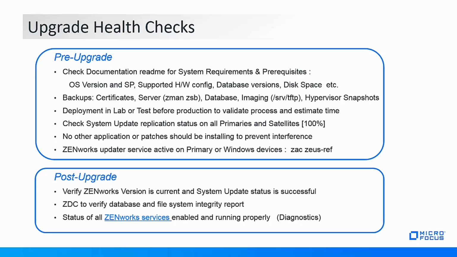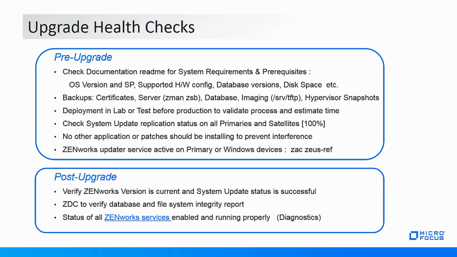No other application or patches should be installing when you're running updates. If you're concurrently patching your devices or trying to install any application, that should not happen when you're doing a system update on your devices, or if they're scheduled to run at a certain time. Do check that the ZENworks Updated Service is active and running on your Windows devices and primary servers. You can run the command to check if it is responding or not. Otherwise, this service is required to do any system update on the device.